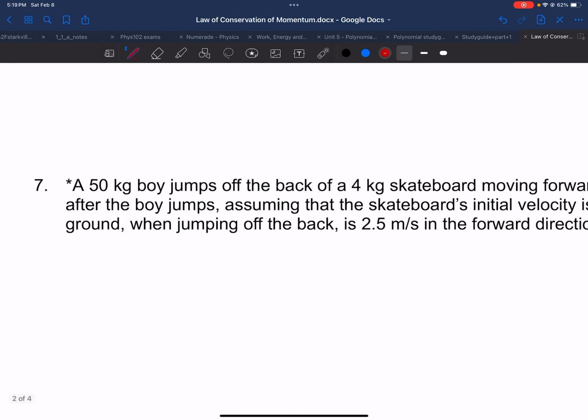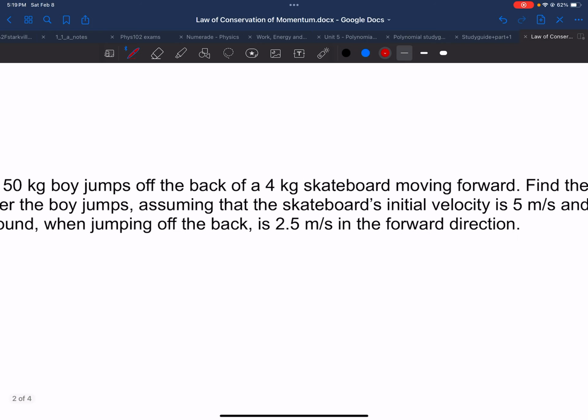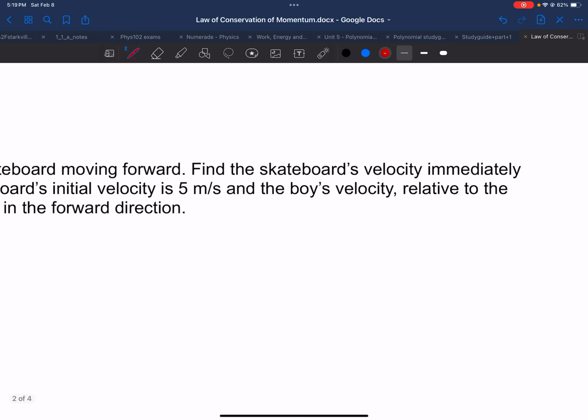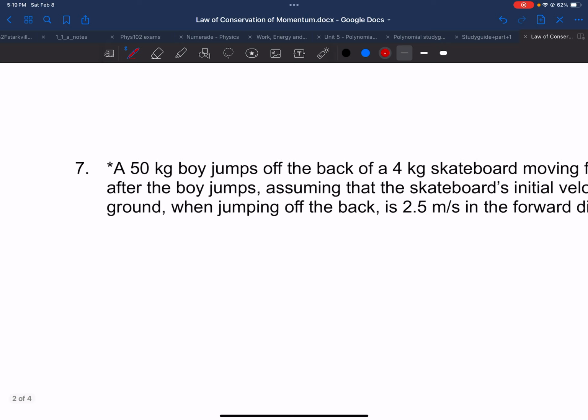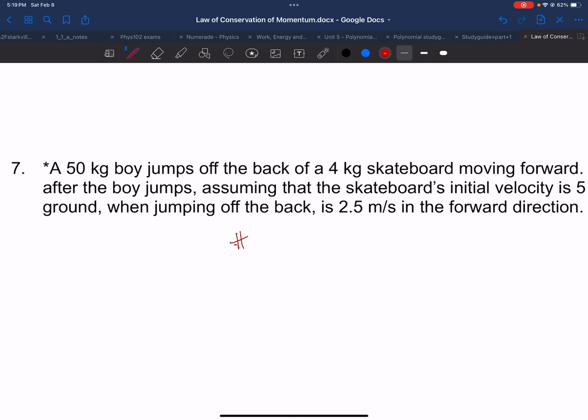we said it was coming outside the block, so it wasn't perfectly inelastic. And then we have a 50-kilogram boy jumps off the back of a 4-kilogram skateboard moving forward. Find the skateboard's velocity immediately after the boy jumps. This is like number 3. Okay.